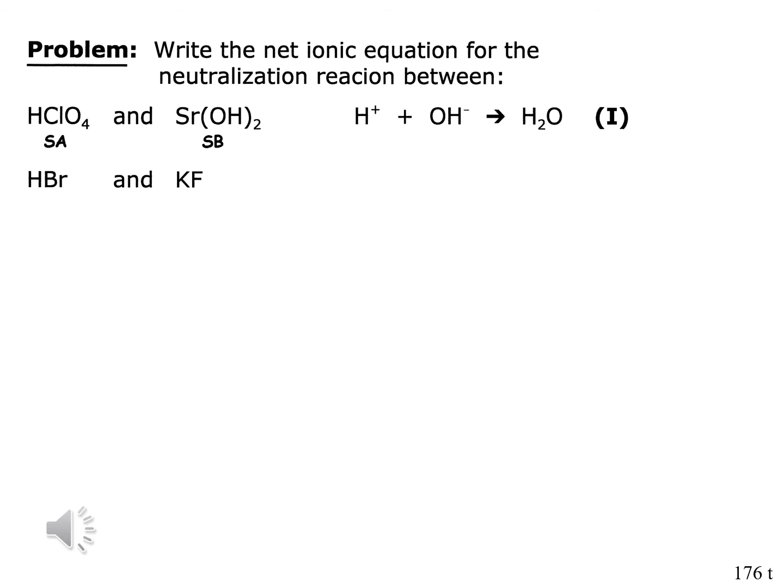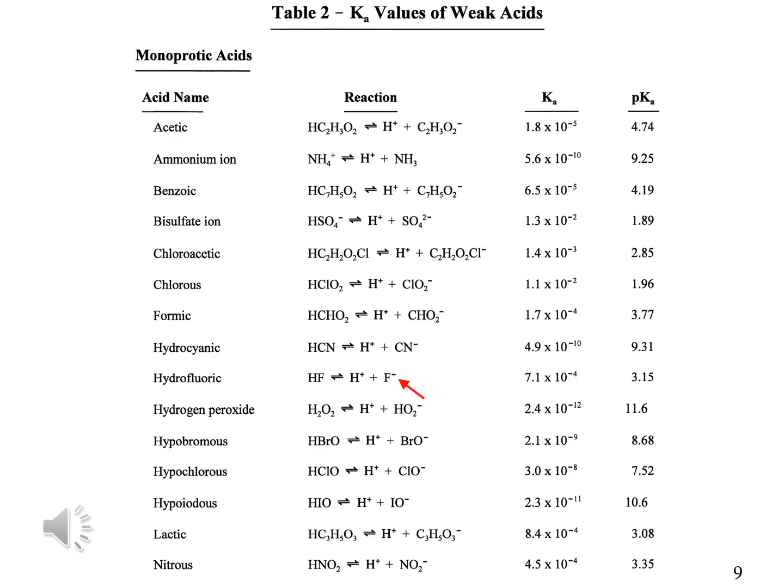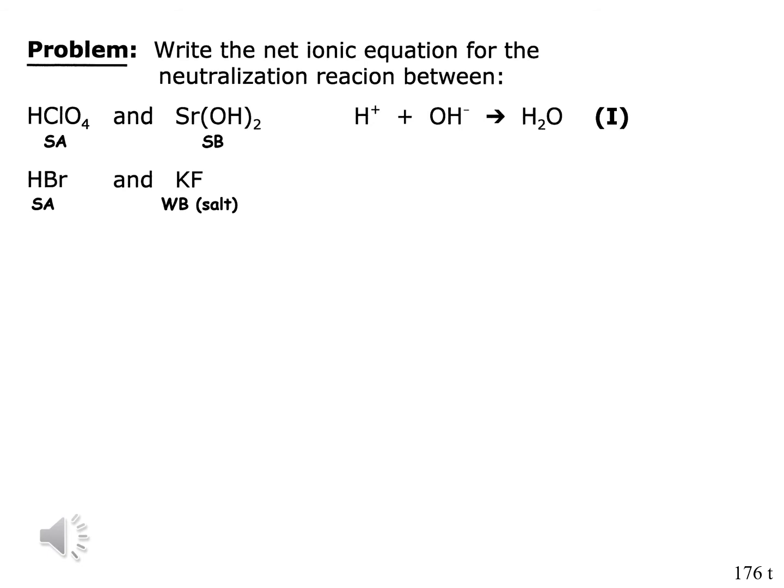You have to classify them. You know that HBr is one of the 6 strong acids, but how are you going to classify KF? You know that the K is neutral because it's in group 1, so it's really the F minus that's going to be the important thing. Because F minus is on the right of the arrows in the Ka table, it is a weak base. So KF is actually a basic salt, but the important part of it is the F minus.